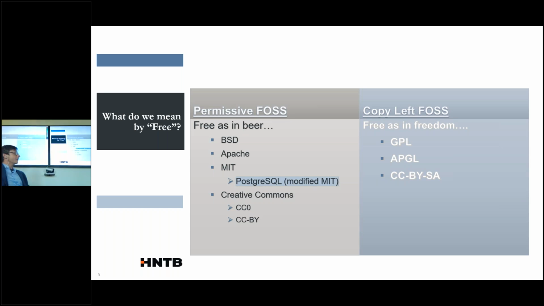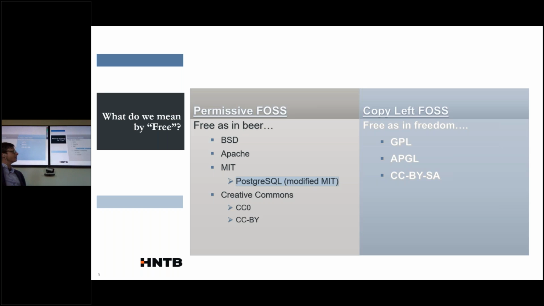What do we mean by free? What does free and open source actually mean? Well, there's free as in beer, which is permissive free and open source software. And really what makes a difference between these two is the licensing. So if you see something under a BSD, an Apache license, an MIT license, the Postgres license, which is modified MIT, or the CC0 or CC BY licenses, these are permissive FOSS licenses, and it's free as in free beer. You can do anything you want with this software. You can modify it, you can resell it, anything at all.